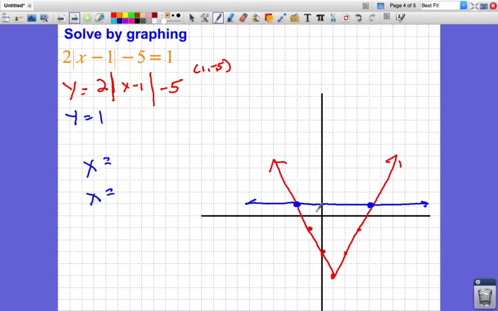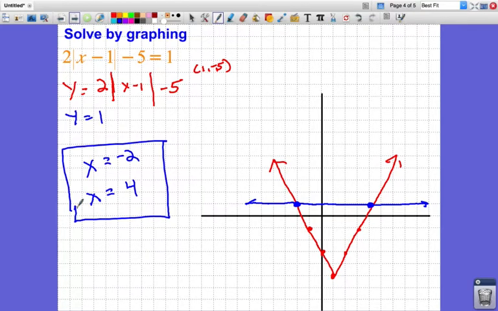I figure out what my x values are, and those will be the solutions to this equation. 1, 2, so x is equal to negative 2. That's the x coordinate of this one. And x is equal to 1, 2, 3, 4. x is equal to 4. And there is my solution to this equation. Okay.